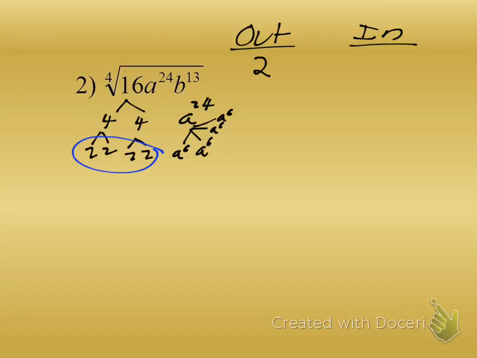Okay? And I'm doing it this way to show you here first in a sec. So just hang tight with me here. So you have 4 a to the 6th. Everybody see that? They all come out as 1 a to the 6th. Okay, so we finished 16. We did a to the 24th. What's left? B to the 13th.